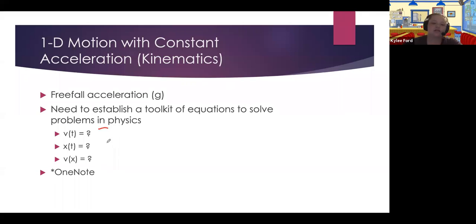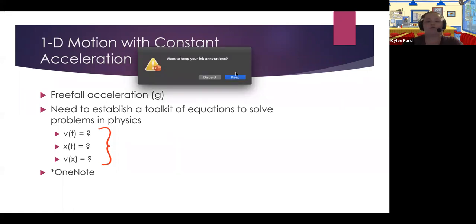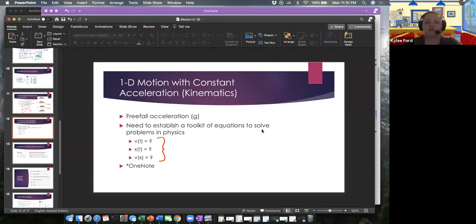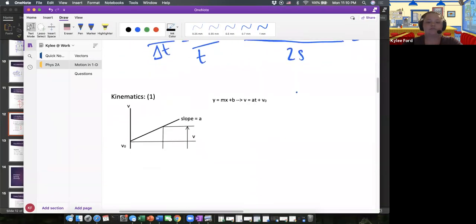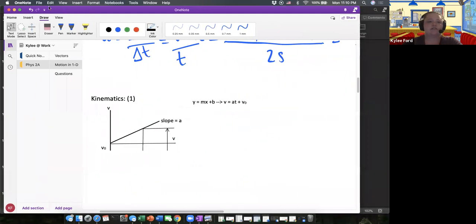And these are the three main things we need to be looking out for. So we need to find some kind of relation with velocity with respect to time, position with respect to time, and velocity with respect to position. Okay, so finding all three of these major equations will give us the tools that we need in order to solve other physics problems. Okay, so I'm going to go over to OneNote real quick and start looking at these things.